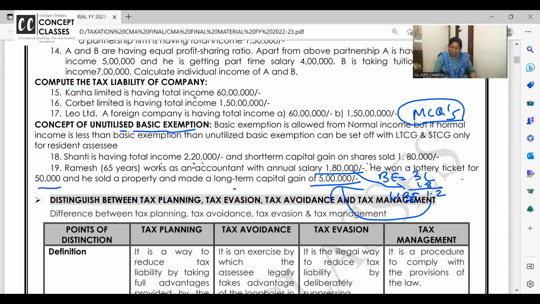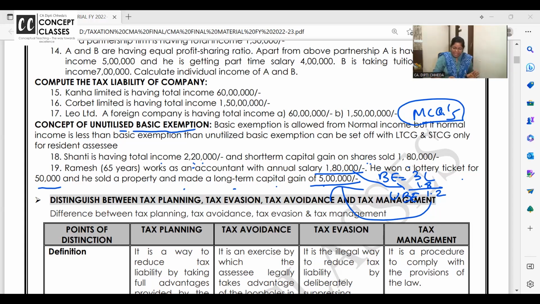Can he set off from long-term capital gain on property? Do you want to solve this one more also in the notebook to get clarity? It will take 5 minutes. Take down the figures. Let's do it now. Okay. It's a very nice concept, unutilized, asked in MCQs and many chapters.